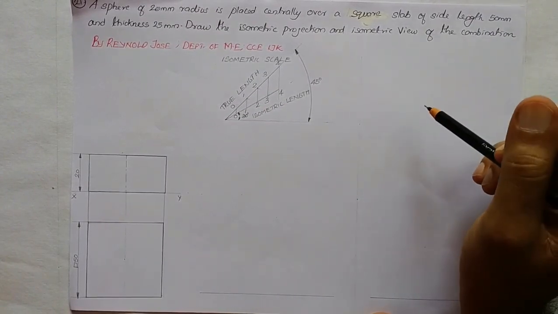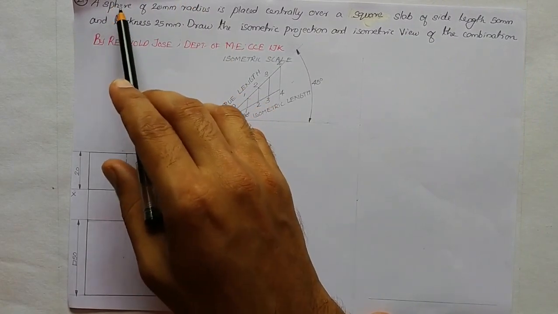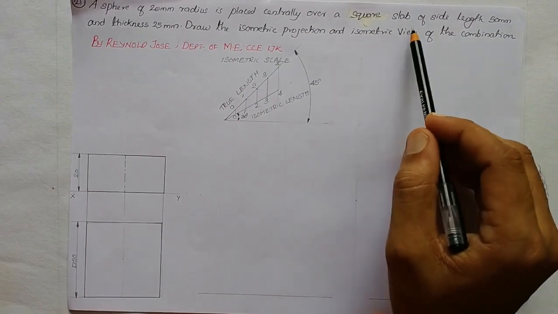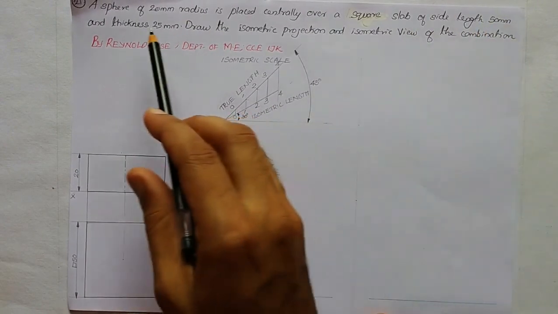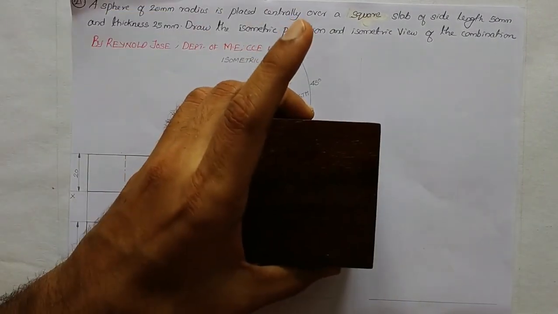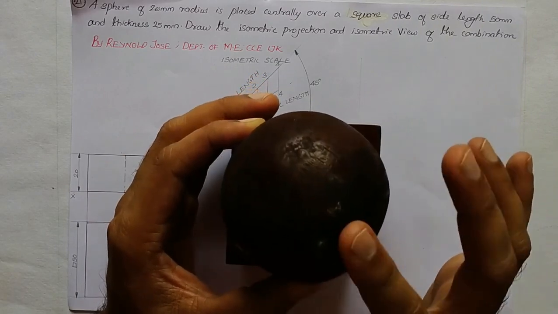So here also we are having a combination of two solids, out of which one is a sphere of radius 20 and another one is a square slab of side length 50 and thickness 25. So a square slab is here, and on top of this square slab we are placing a sphere.